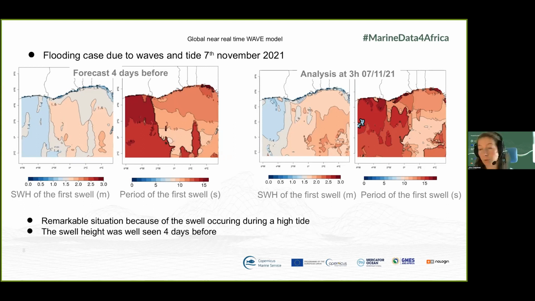So at the right here, you have the reference, what we have as the best, that is to say the analysis. It's the model outputs just after the event, when we have all the observations available that have been assimilated in the model. So it's our reference.